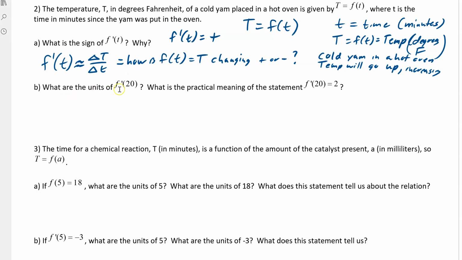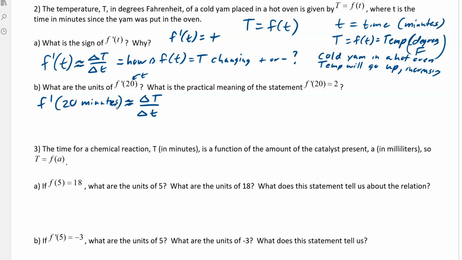So now what are the units of F prime of 20? So let's write what it is. This is F prime of 20, and the units on 20 would be minutes because that is our little t. So they're really just saying our t here is 20. What it's asking here is, how is the temperature of the yam changing at 20 minutes? And so I like to write it out with the units. This would be change in capital T over change in little t, and it's an approximation of that. How is our temperature changing per little t?